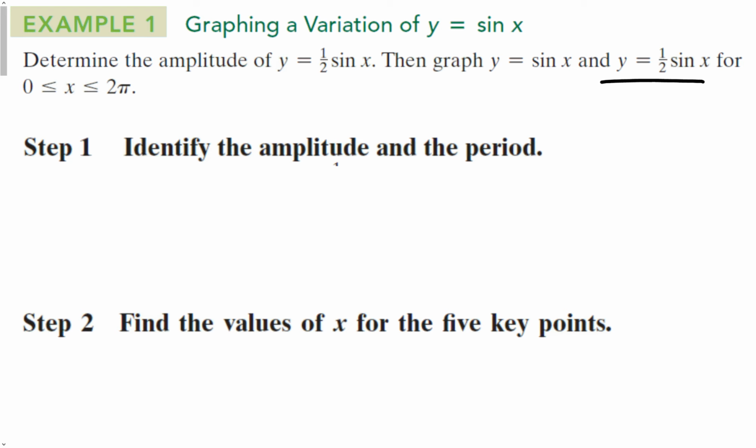I don't want to graph them both. We already just graphed the parent function. Maybe I'll graph the parent function too, but we'll see. All right, so identify the amplitude. The amplitude is 1/2.